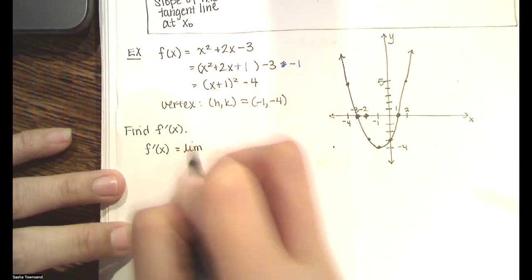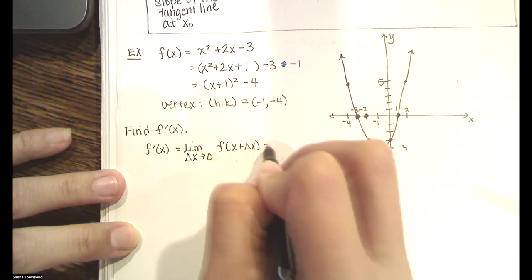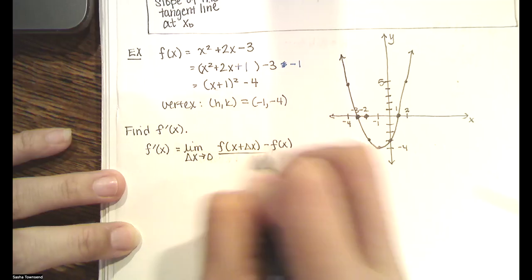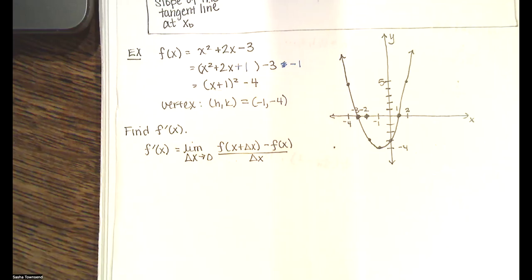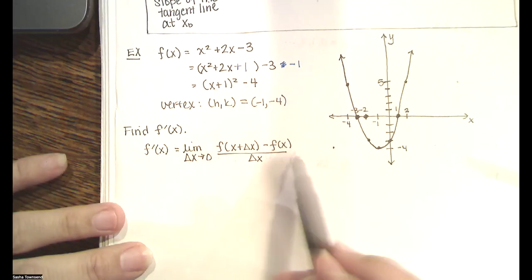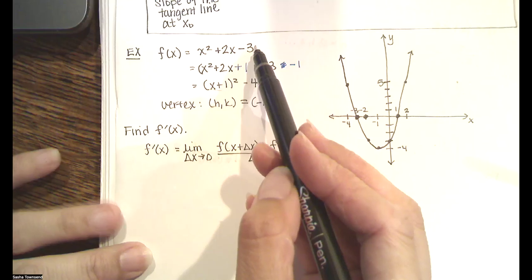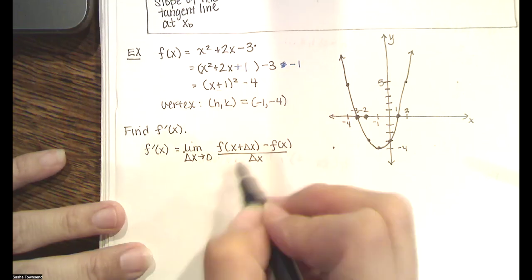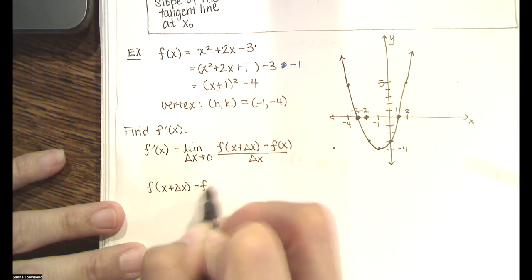That's the limit as delta x goes to 0 of f evaluated at x plus delta x minus f of x, all divided by delta x. And all I've done is change the x naught to x so that we get this formula for the slope. Now it's probably easier to see how the numerator simplifies if we use this expanded form of f of x. So let's look at the numerator first. We want f of x plus delta x minus f of x.